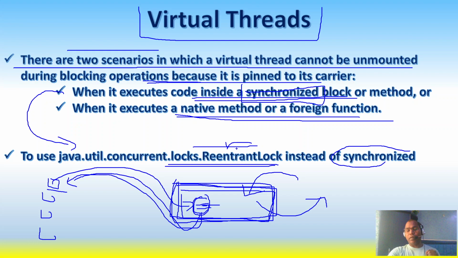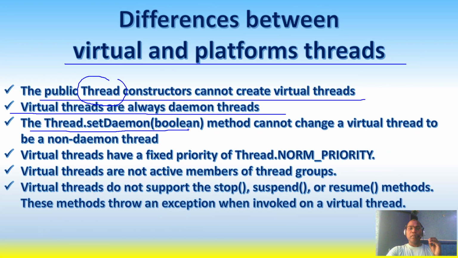So there are some differences between platform and virtual threads, like we discussed, what the Thread class currently has. With the public constructor, you cannot create a virtual thread, and virtual threads are always daemon threads. That means they are running, sometimes waiting, sometimes running. So in a virtual thread it makes no sense to set daemon true or false, because this method cannot make any change on your virtual thread. So Thread.setDaemon does not change anything in a virtual thread.